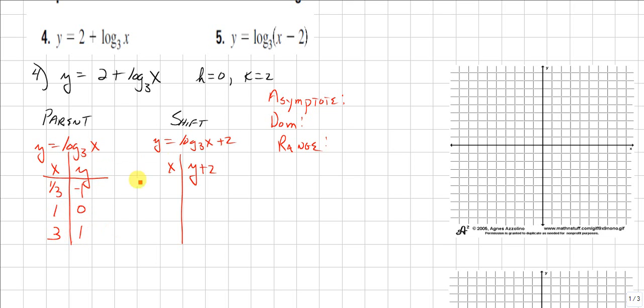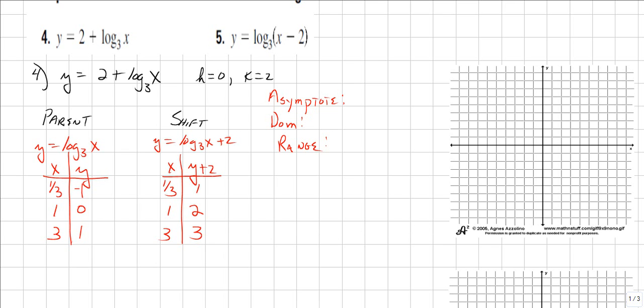Now I'm going to shift those, so when we look at the original equation, we can see there is no shift or anything happening to the x, but the y is going to have a k value of 2, so the y value will change by 2. So this would be 1/3. Negative 1 plus 2 would be 1. Then I've got 1 and 0 plus 2 is 2. 3 and 1 plus 2 is 3.